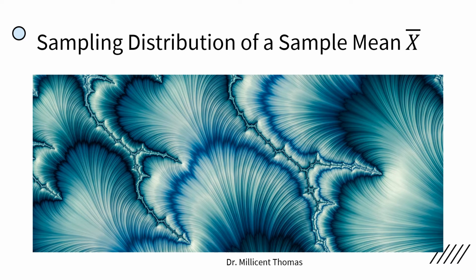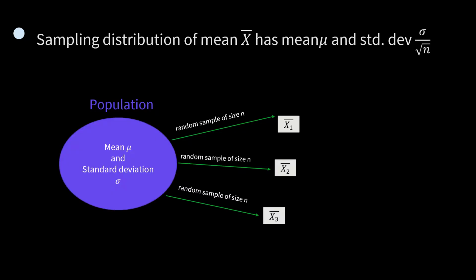In this video, I would like to explain about the sampling distribution of a sample mean x bar. Let us assume that we have a population of mean mu and standard deviation sigma. First, we are trying to pick a random sample of size n from this population. It will have a mean, and let that be x1 bar.